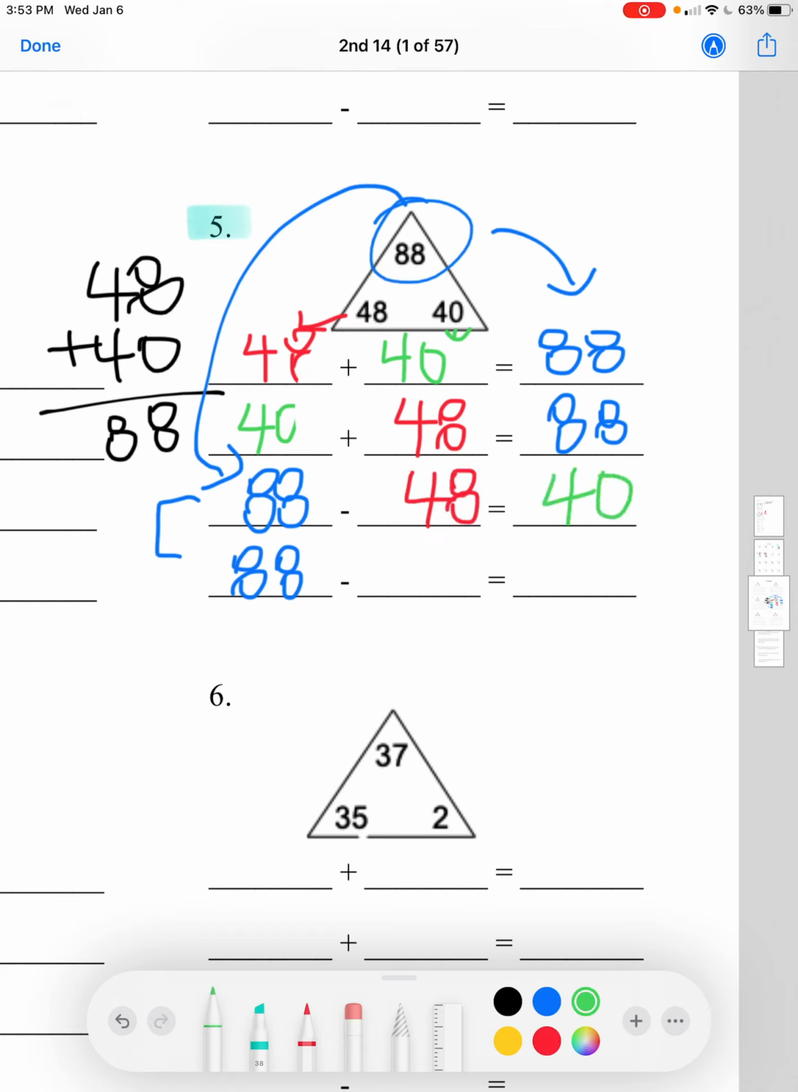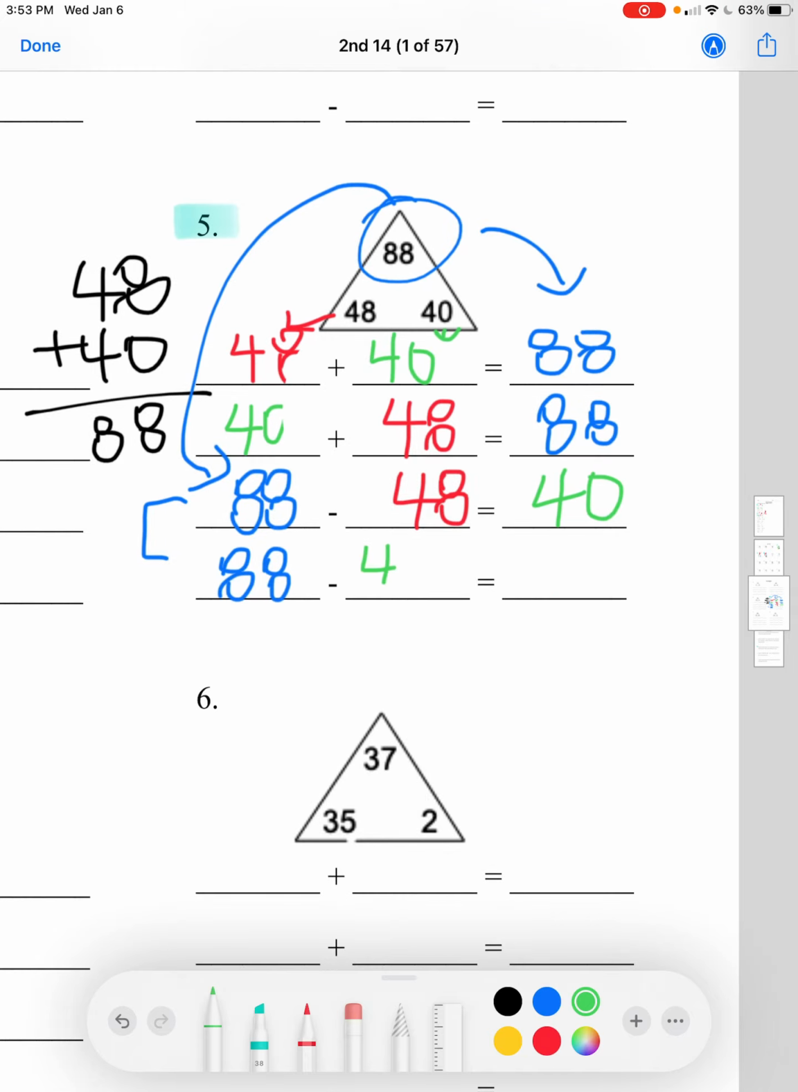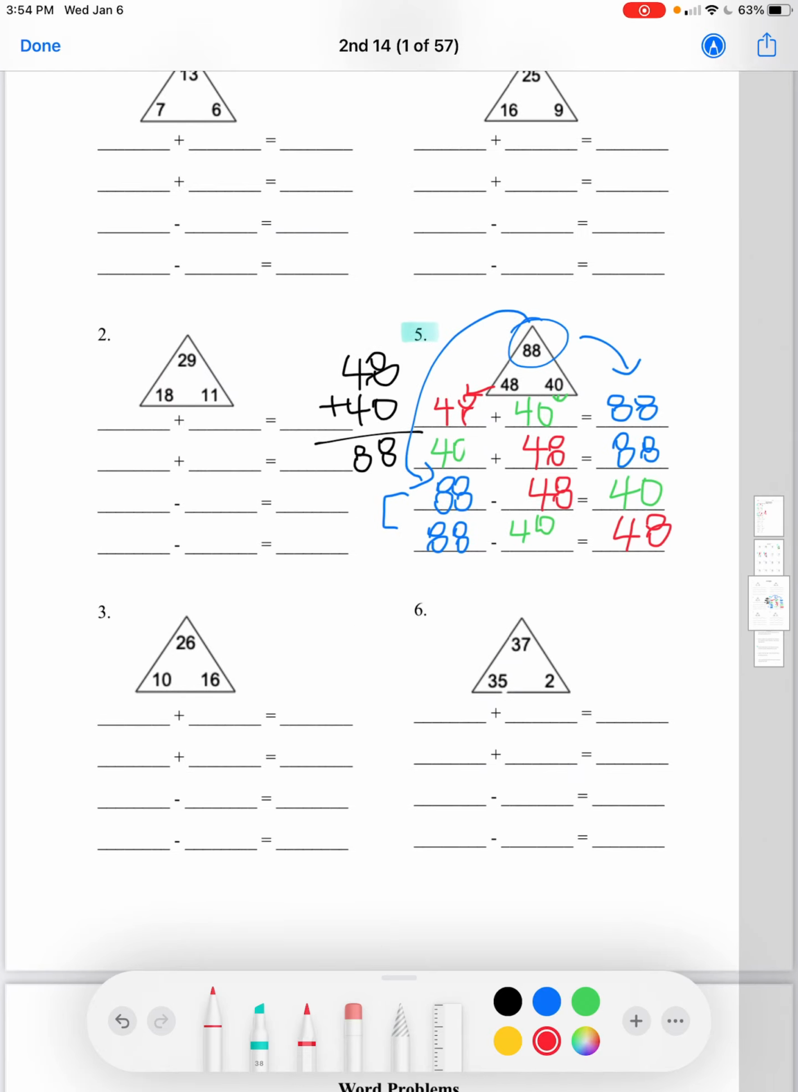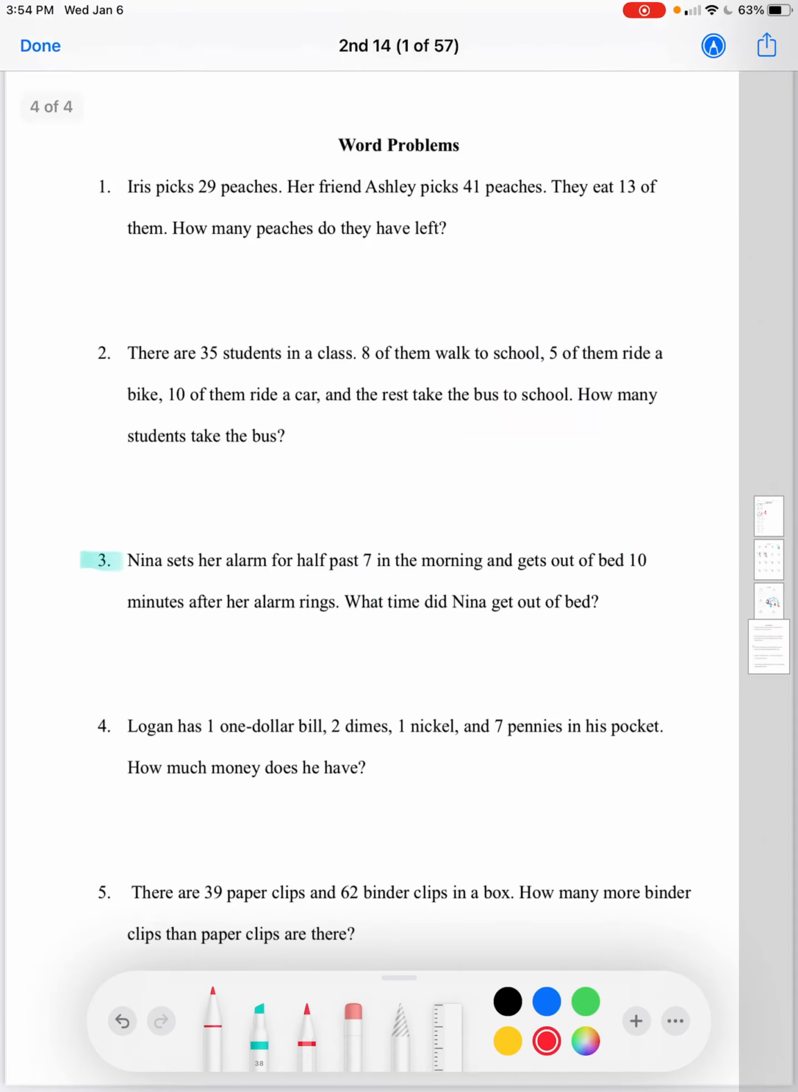equals 40. Remember, we're only going to be using the same 3 numbers in this triangle and just moving around the order to make a number sentence that makes sense, but is different from the ones that we wrote before. So again, this one, we're just going to change up the order. So now it's going to be 88 minus 40 instead of 48. And then that equals 48. So if you look, each question has the 3 numbers 48, 40, 88. So we're just switching up the order to make different number sentences.